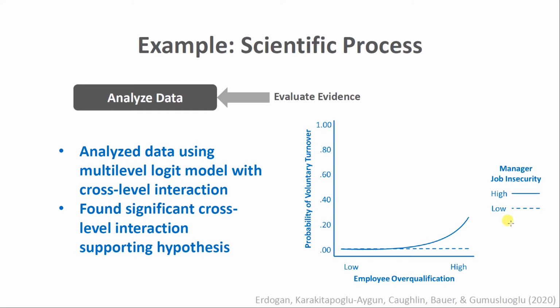Well, we actually found support for that hypothesis. And we found that the relationship between employee overqualification and the probability of them quitting or leaving the organization was higher when they had a manager who was more insecure in their job. Okay, and so we see that represented by this solid line, which is the high manager job insecurity line right there.